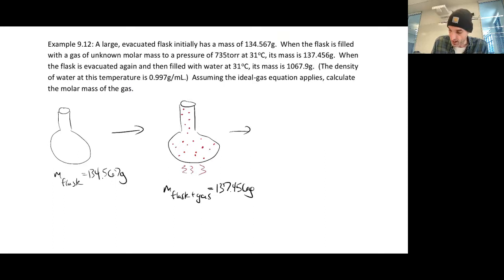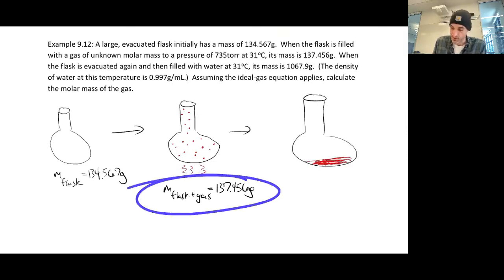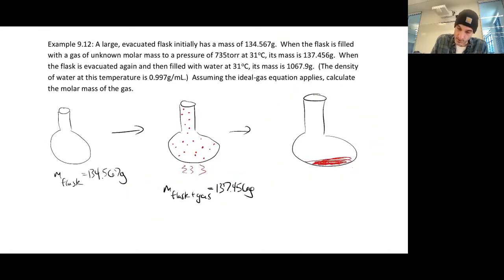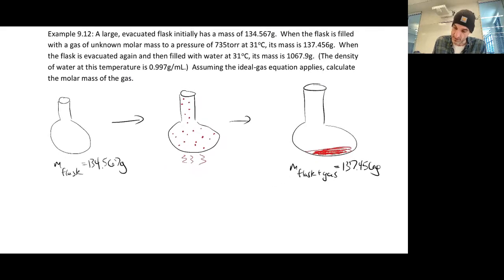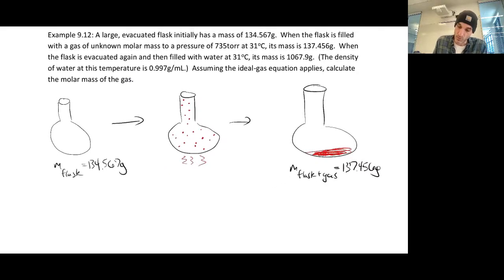And so then I cool it down. When I cool it down, all of this gas condenses. So essentially I now have liquid gas molecules and I can weigh it. That is ultimately how we got this mass right here. So I probably should just move this over. When I cool it down, that's what I have, the mass of the flask and the gas. Assume the ideal gas equation applies, calculate the molar mass of this gas.